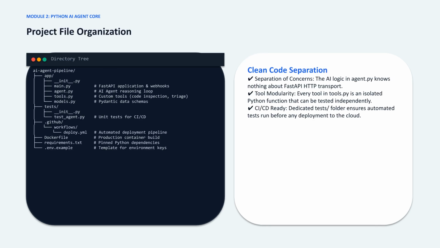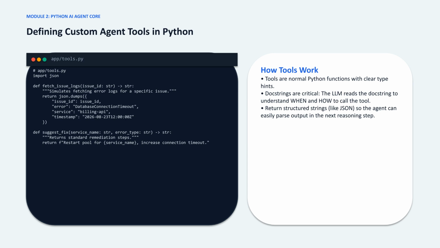Good file organization is essential. Notice how we separate our agent logic from the FastAPI transport layer. This modularity makes our tools easier to test independently and keeps the codebase clean for future CI/CD integration. Custom agent tools are just normal Python functions. The LLM uses your docstrings to understand when and how to call them. Always ensure your tools return structured data, like JSON, so the agent can parse it easily.